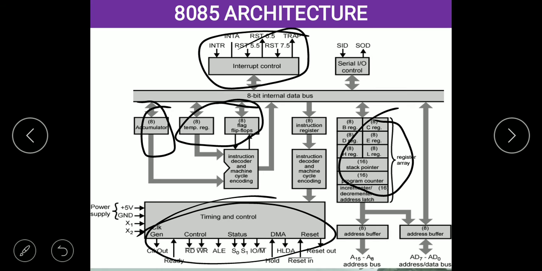the timing and control signals. Here there is a read signal, write signal, like that a lot of things, and status signals. These pins are used to know the status of the processor or the operation to be performed by the processor, which we are going to discuss in a session.